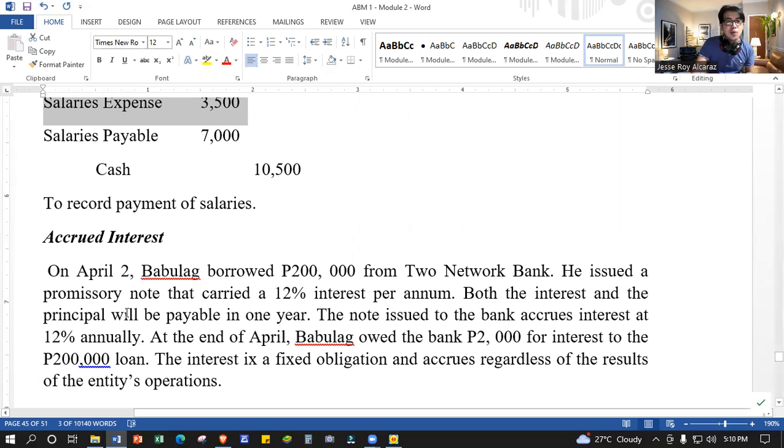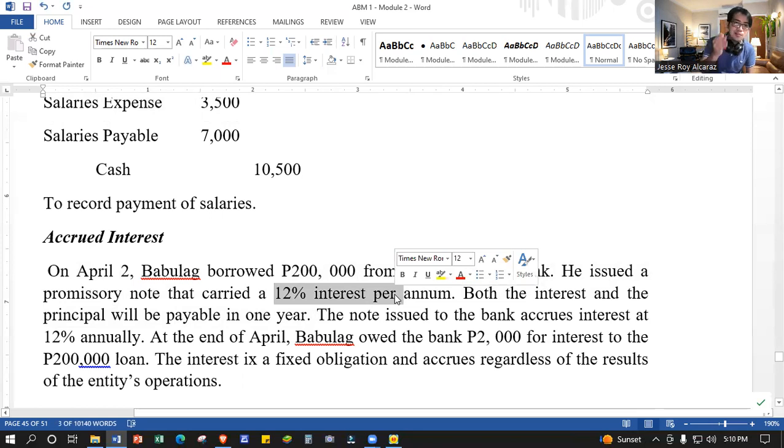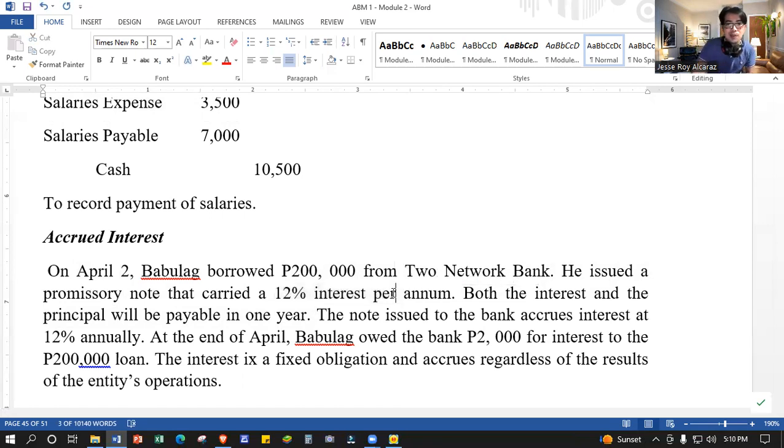Accrued interest is simply the recording of interest that has been incurred, if it is interest expense, or earned, if it is interest income. So, on April 2, take note again, Babulag borrowed 200,000 from Two Network Bank. Babulag issued a note that carried 12% interest per annum. So we borrowed 200,000, and the loan carries interest amounting to 12% per year. You understand what per annum means.